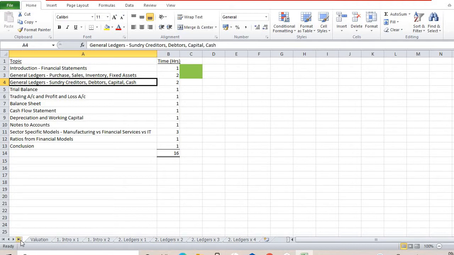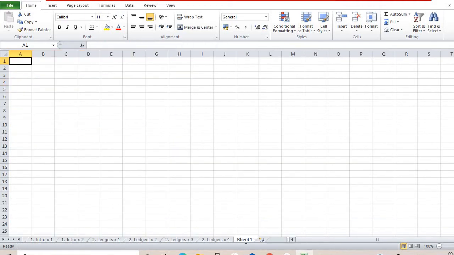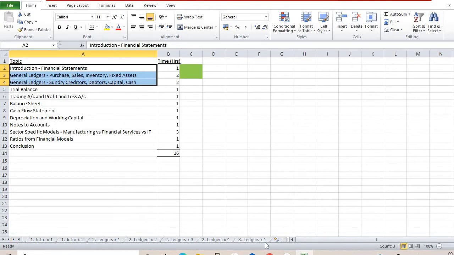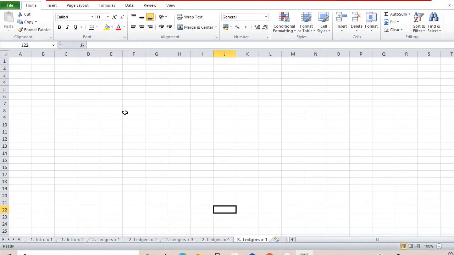So what I'm going to be doing here is opening a new page, a new worksheet, and this worksheet is going to be called 3 ledgers x1. For those who are not familiar with how the pages are being named, 3 basically means the third chapter. Ledgers is the name of the chapter, and 1 basically is the first subdivision. So the first subdivision that we are going to be looking at is capital.